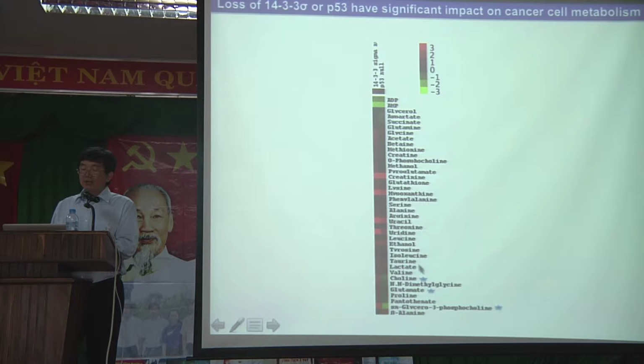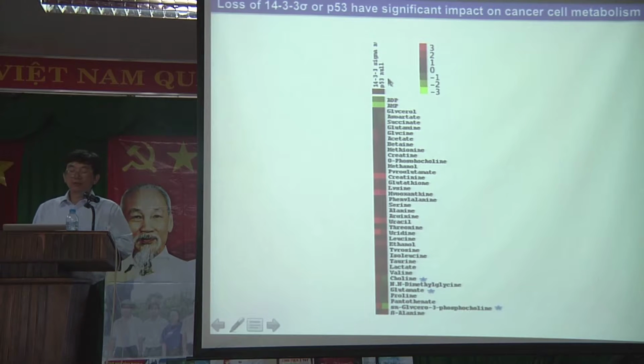The same similar data can also be presented in a different way in terms of a heat map. This is data from measuring the metabolites of, for example, lysine, serine, alanine, uracil, all these metabolites from different cells. You can compare the change caused by the loss of a particular gene on the metabolite levels.